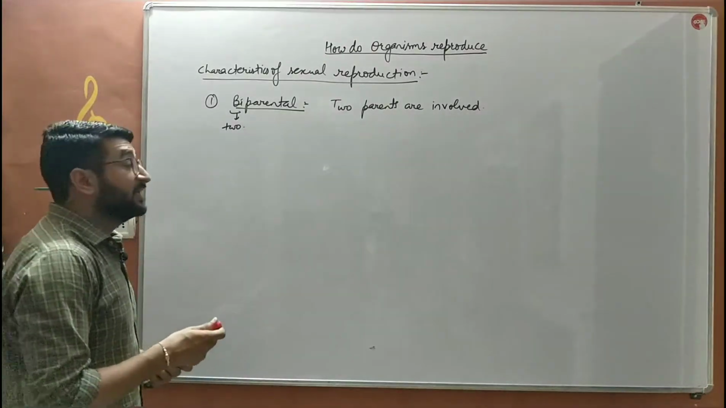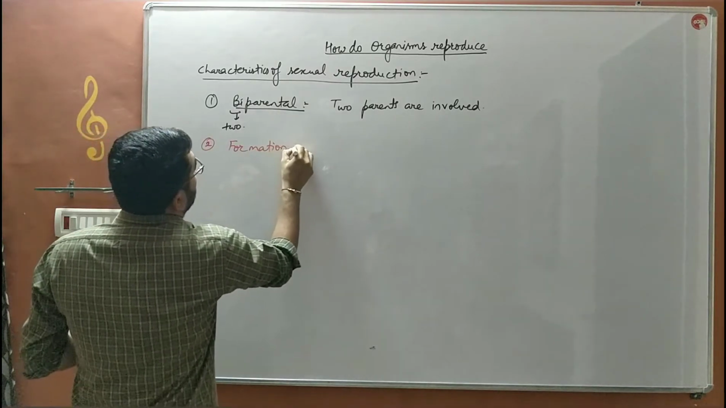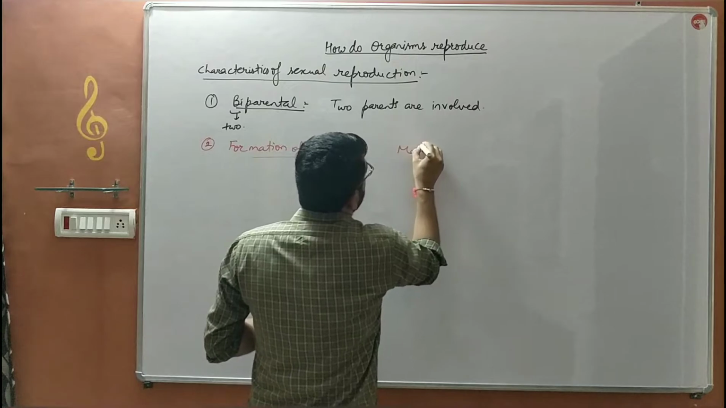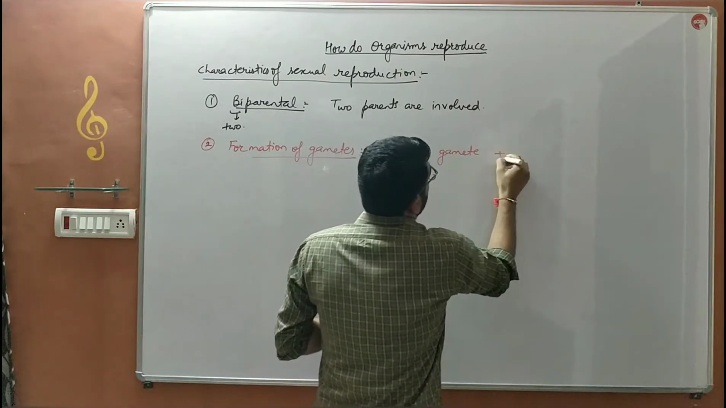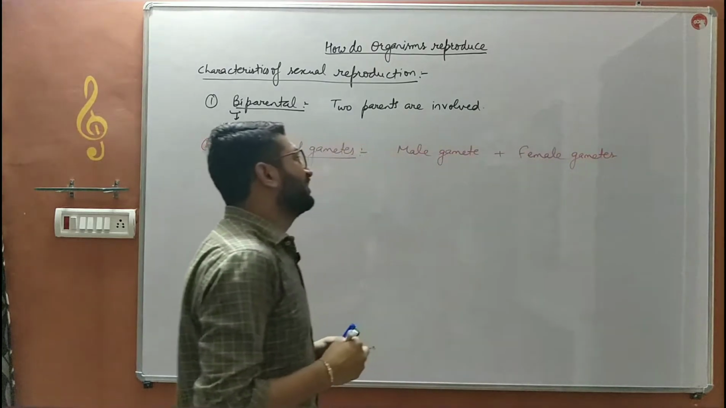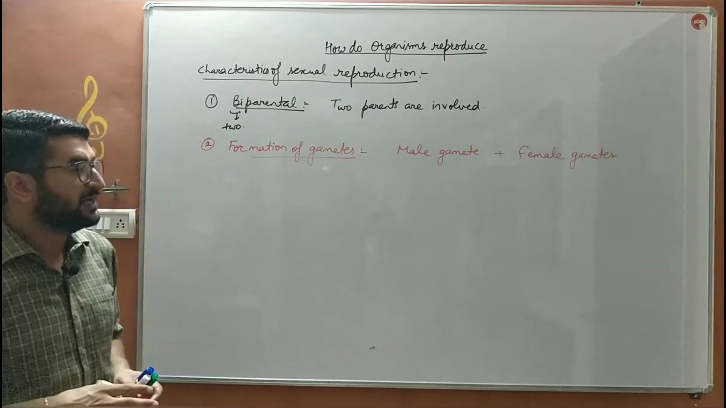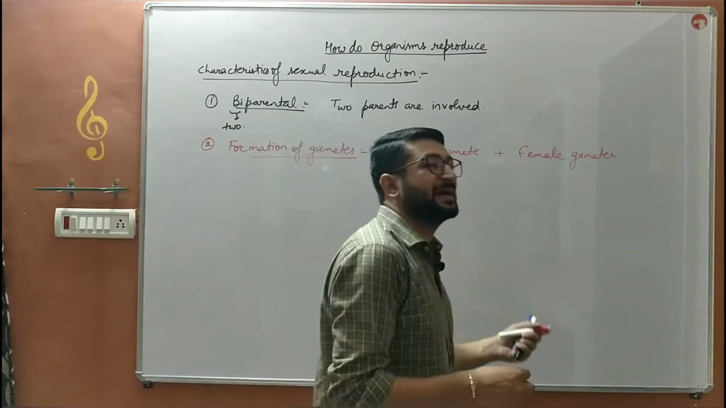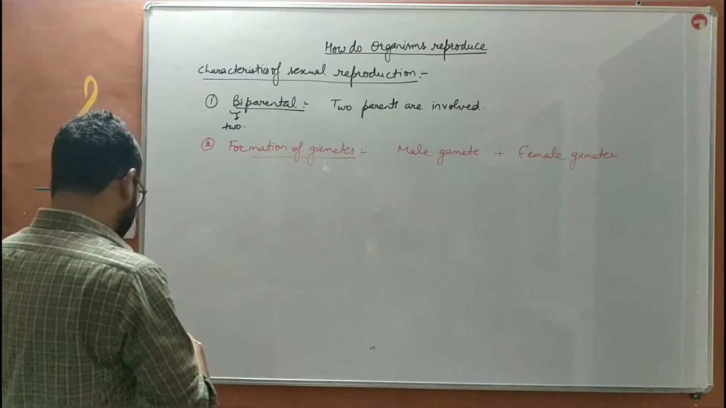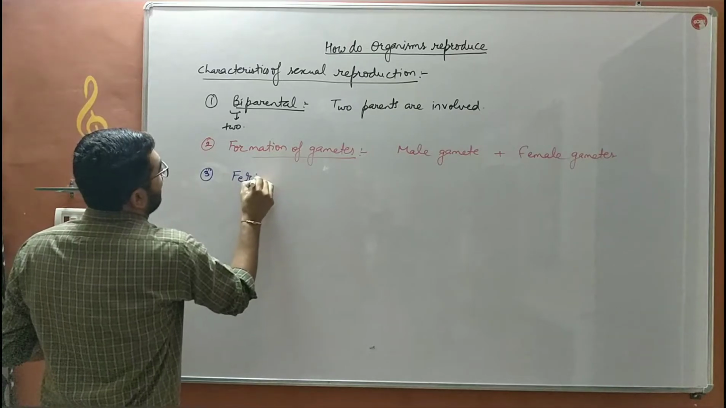Second one, children, in this, formation of gametes takes place. As we discussed in the earlier part, the two gametes, that is male gamete and female gamete, are produced. The male parent produces its own gamete, referred to as pollen grain in plants, or sperm in case of animals. And the female parent produces its own respective gamete, that is known as ovum or egg, in plants as well as in animals. Next, children, if formation of gametes is there, that means fertilization occurs.